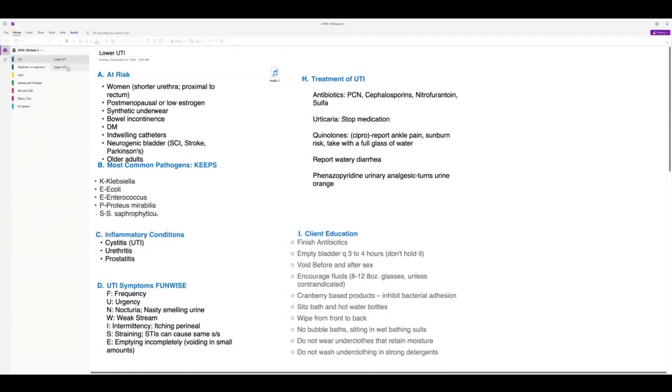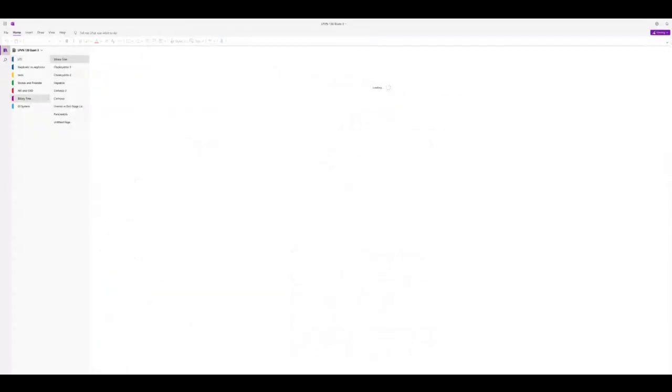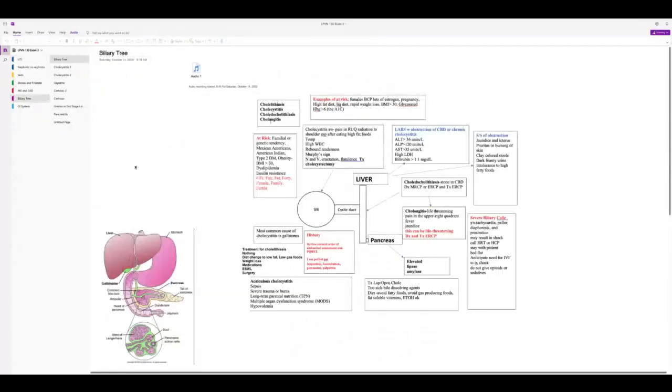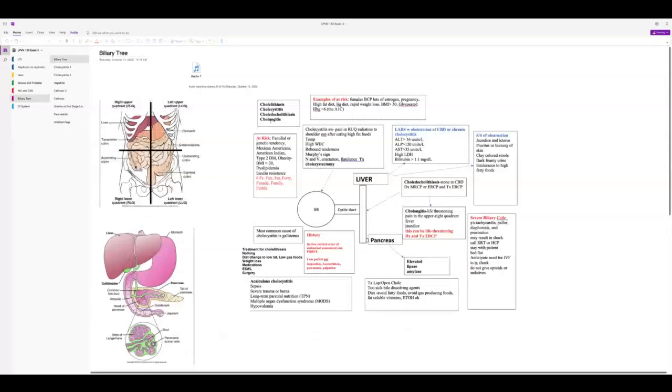Okay, so let's do the biliary tree. Basically, if you know where the organs are, it can help you determine where the pain's going to be. The gallbladder is in the right upper quadrant. It's tucked under the liver here.